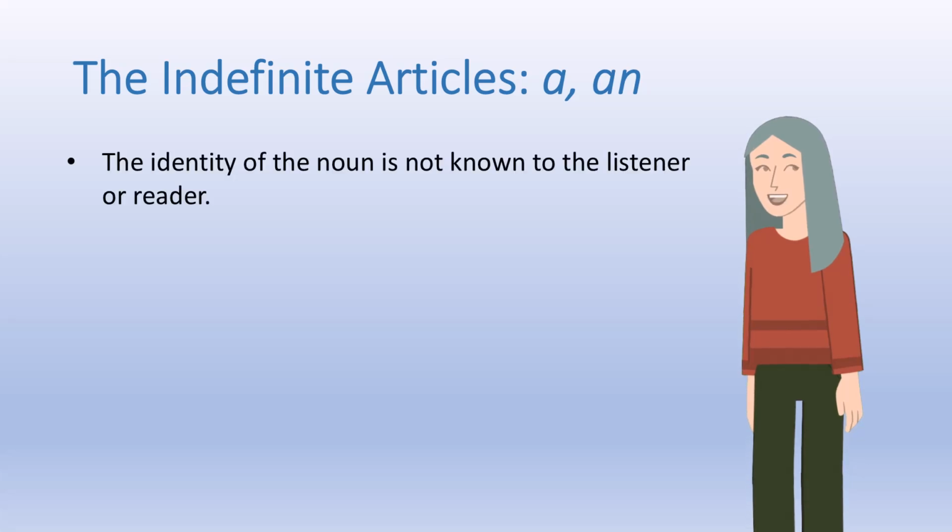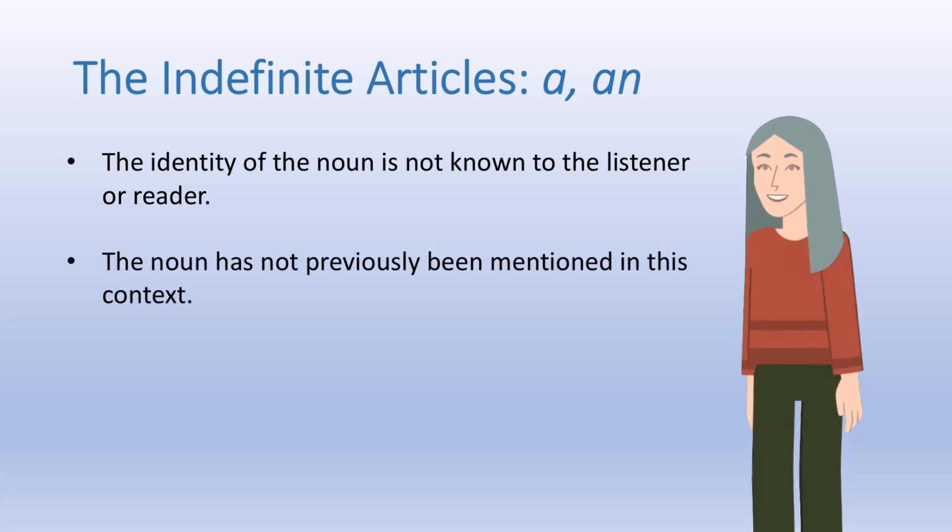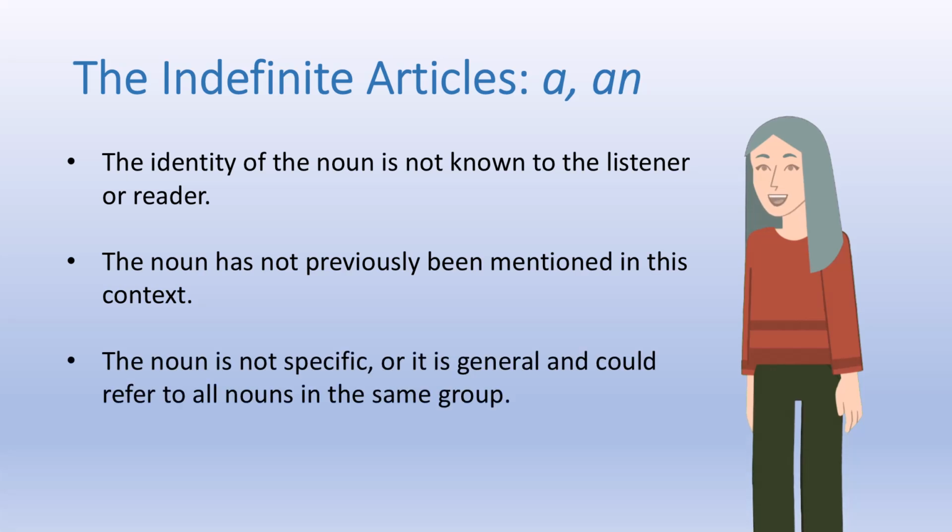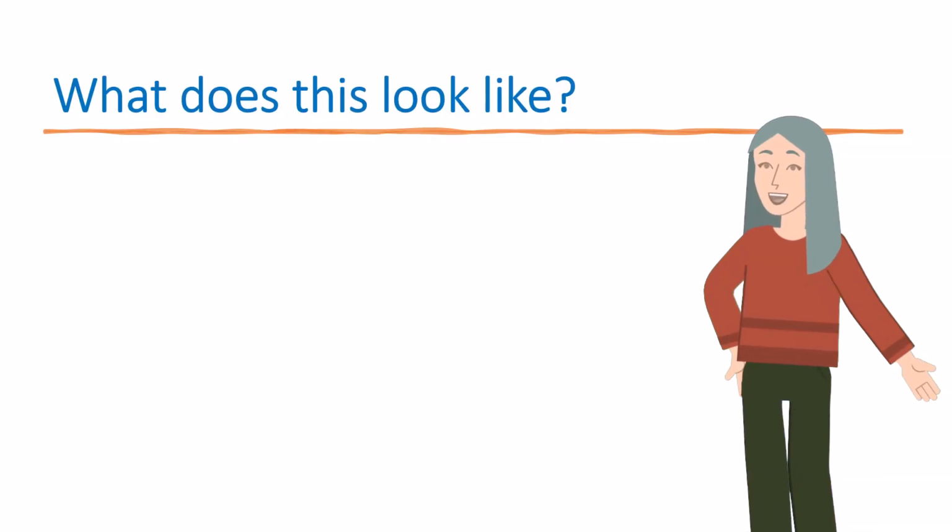Now let's explore the indefinite articles a and an. In these cases, the identity of the noun is not known to the listener or reader, or it has not been previously mentioned. The indefinite article could also indicate that the noun is not meant to be specific and is instead being used generally to refer to all nouns in that same group. Let's look at an example to see what that means.